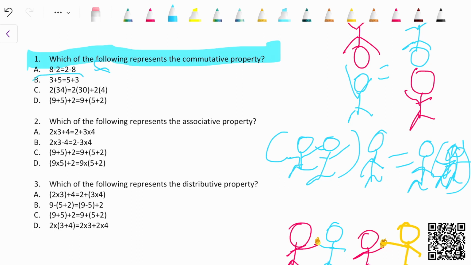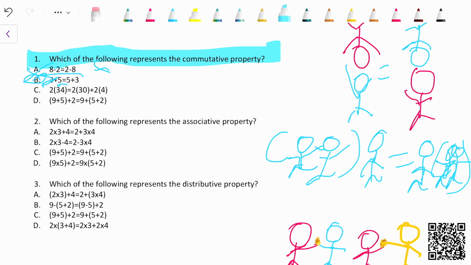Because 8 subtract 2 does not equal 2 subtract 8. It's not A. Make sure to not make that mistake. And yeah, it's B, because let's say 3 is A and 5 is B, so it's 3 plus 5 equals 5 plus 3, and then the other way around as well. So that's basically the commutative property.